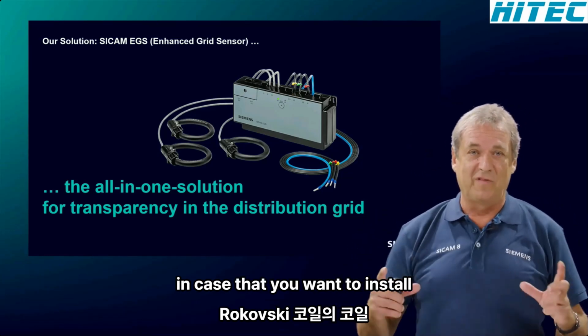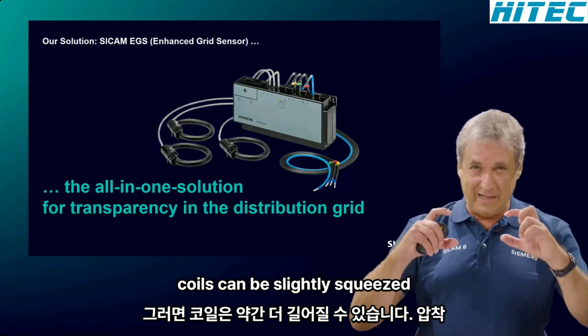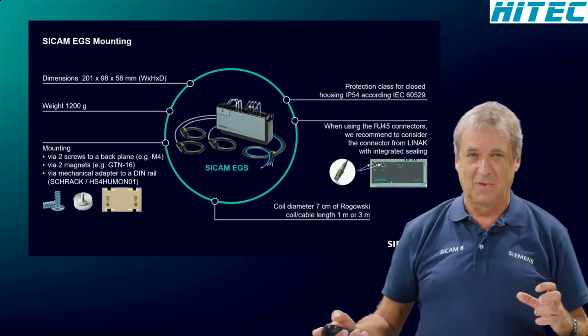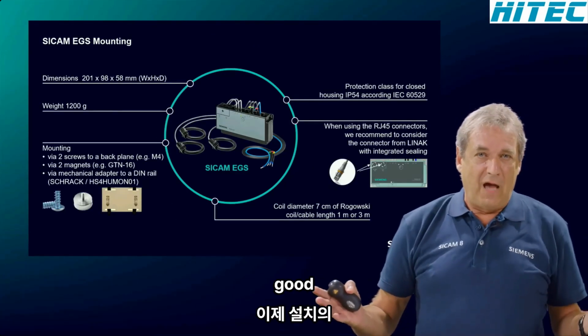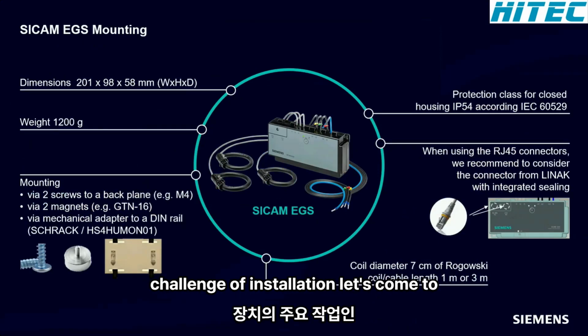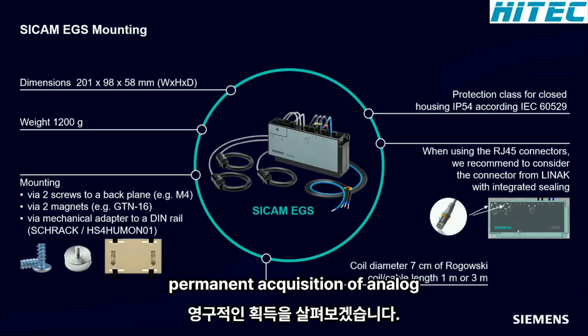In case that you want to install the Rogowski coils over a bar, then the coils can be slightly squeezed. Good. Now that we have solved the basic challenge of installation, let's come to the main task of the device. It's the permanent acquisition of analog information.